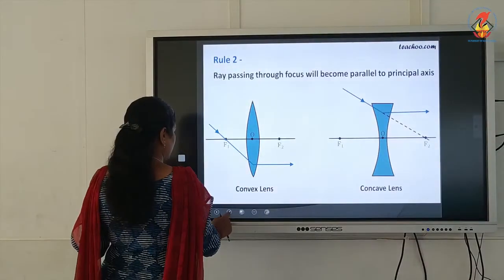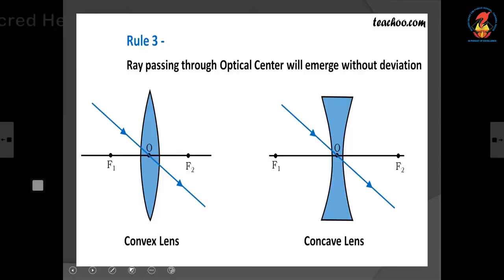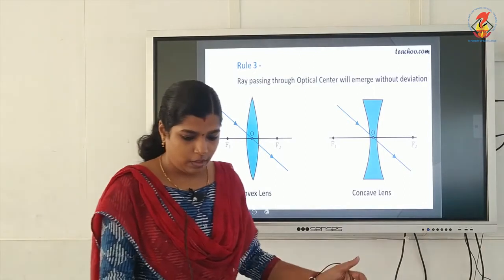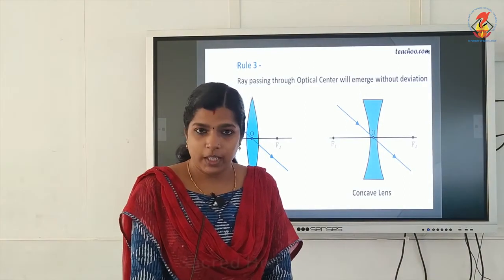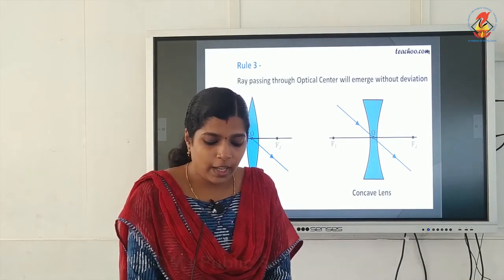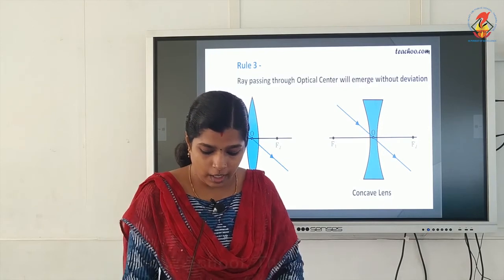Then one more rule is there. That is the third one. A ray of light passing through the optical center will not suffer any deviation. That also you mark it there. A ray of light passing through the optical center of a lens will emerge without any deviation.